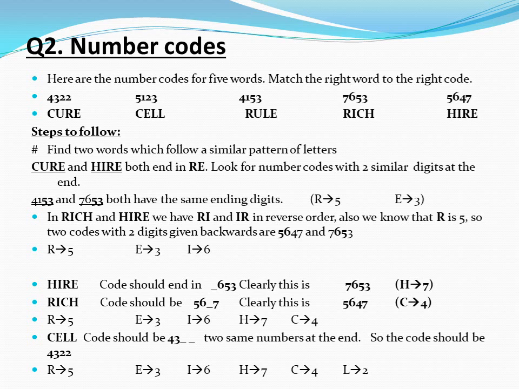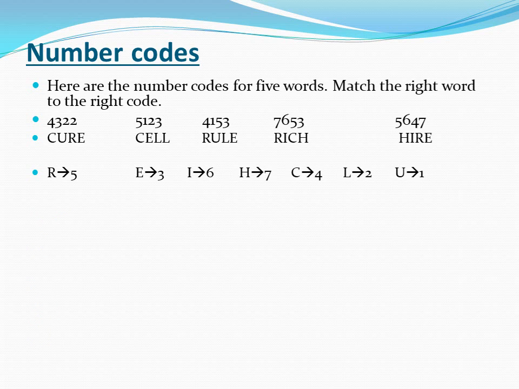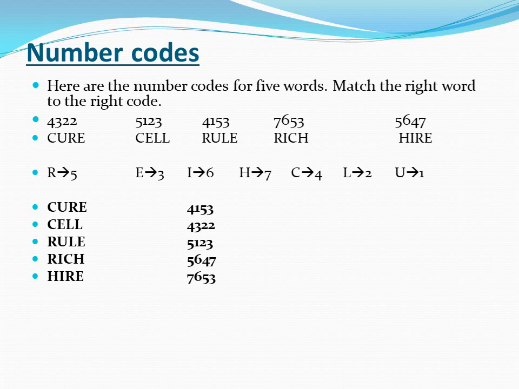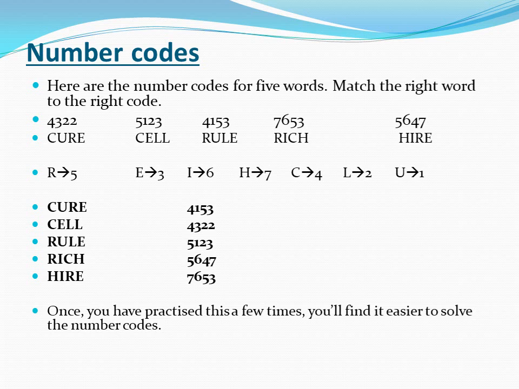So now you've got values for R, which is 5, E is 3, I is 6, H is 7, C is 4, and 2. Using this number key, you can easily find out the number codes for cure and rule, because for cure, you know C is 4. So the number code which starts with 4, and then there's something that comes after 4, and then R is 5, E is 3. So you can tell 4153 is the number code for cure, and for rule it's 5123. Hope all of this made sense. It looks really tricky in the beginning, but once you practice using this method a few times, you'll find it easier to solve the number codes.